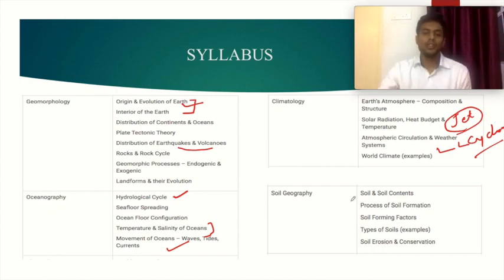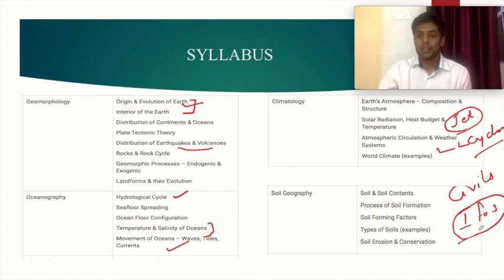Then about soil geography, this is important. Along with some other topics from agriculture and natural vegetation, they are important, because you cannot forget that this exam is for civils as well as IFoS, right? So IFoS is also an important part you have to be concerned about, because in forest you can talk about soil, you can talk about vegetation, you can talk about natural resources. So you have to focus on this area as well.